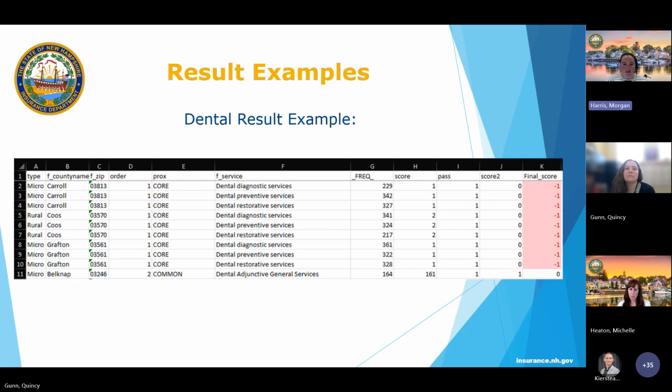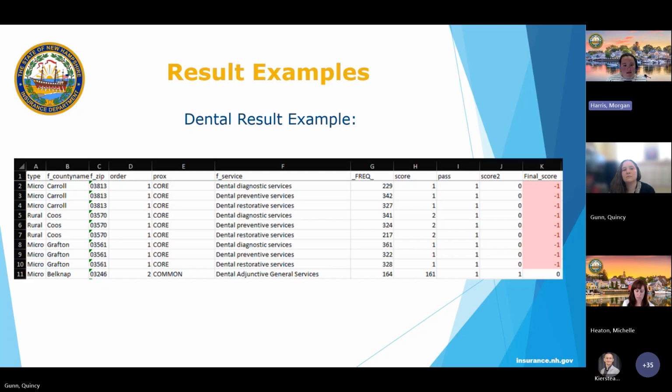Quincy, if you want to move on to the next slide, I'll do a dental example real quick. Same thing, same layout, just different services that we're testing for, of course, because this is dental. So you have your row 2 here, you have Carroll County, you have that reference zip code that we're looking at for dental diagnostic services. They had a pretty good billing frequency of 229 claims within the previous year APCD data, but again, only 1 met the time and distance standard that was outlined. So that's how you would interpret a failure.